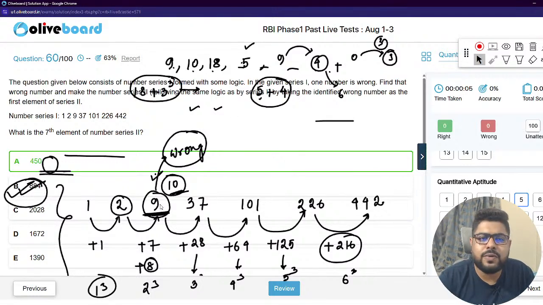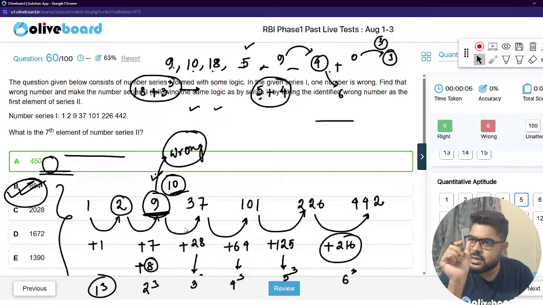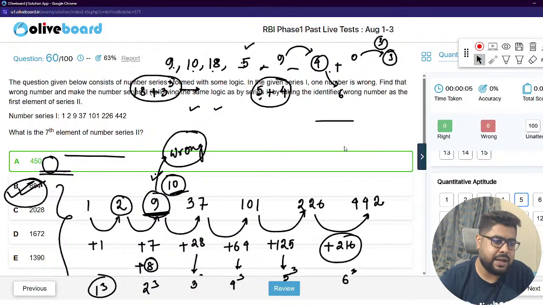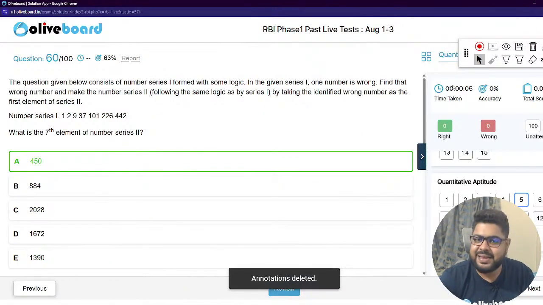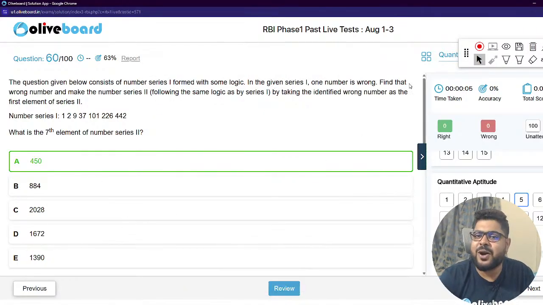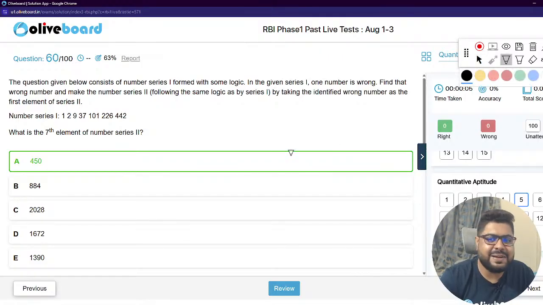So I've just gone with the unit digit. You see, I've not done the calculations. I've just calculated the last digit. Acha, one second. Now once I've scrolled, I see there is another option with this unit digit 0.